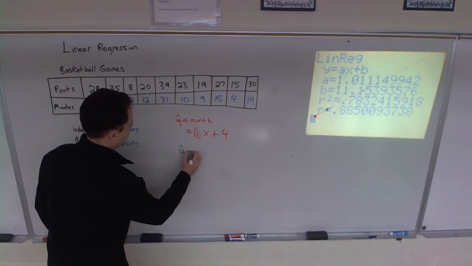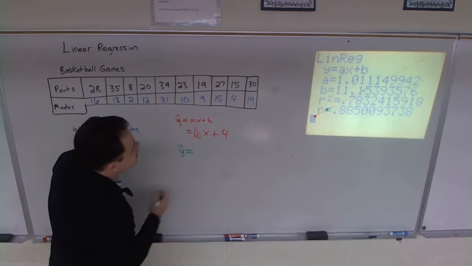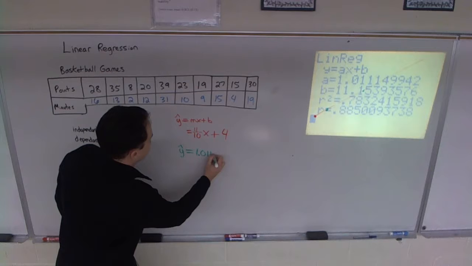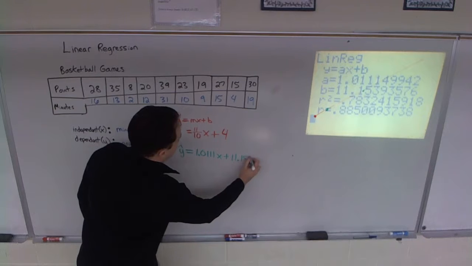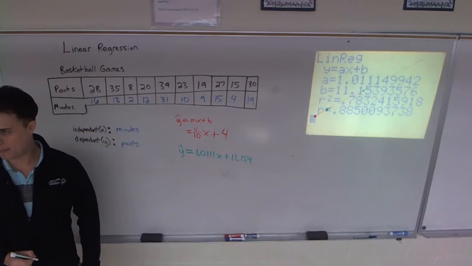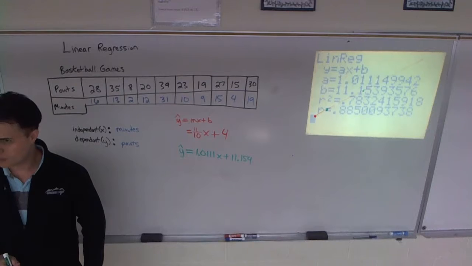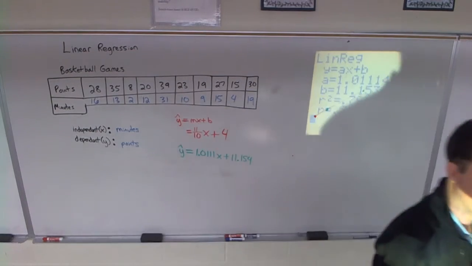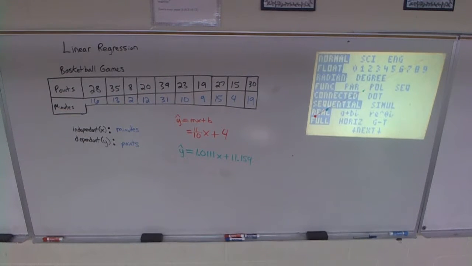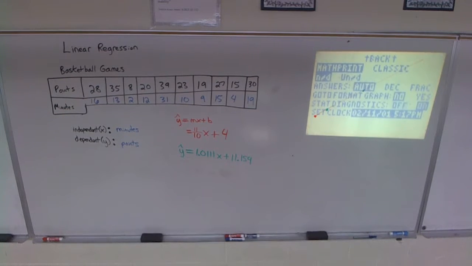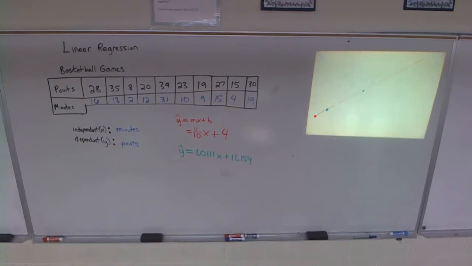So the calculator's model is 1.0111x plus 11.154. It also tells you R. If you don't have R showing up, then here's how you turn it on. You go to Mode, and then you look around for something that says something about stat. So if you go down, it says statistical diagnostics. If they're not on, turn them on. Go back and recalculate your model, and R will show up.